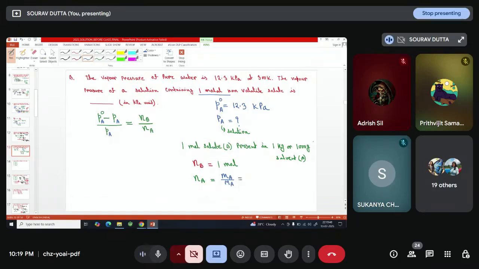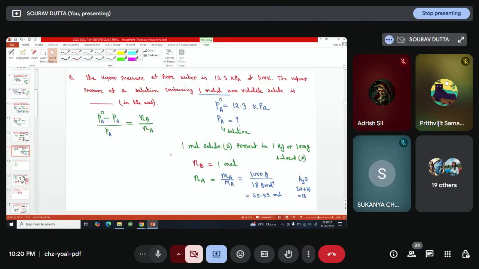Here the solvent is basically water, so the mass of water is 100 gram. And what is the molar mass of water? 18 gram per mole. H2O: 2 into 1 plus for oxygen, that is 16, equals 18. Okay, so 1000 by 18 equals 55.55 moles. So the mole number of solvent is basically 55.55 and the mole number of the solute is 1 mole.